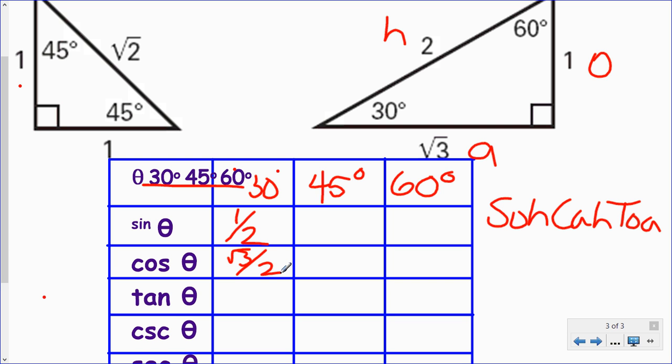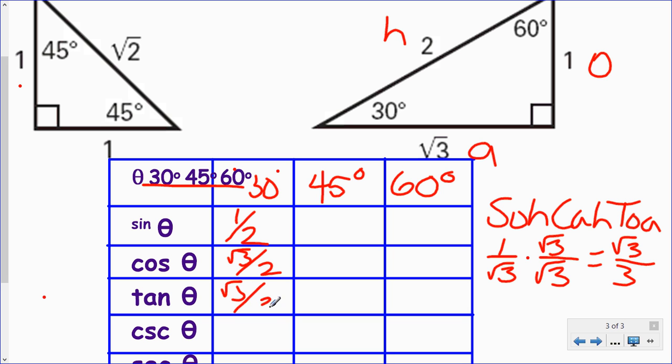Tangent is opposite over adjacent. Now, initially you get 1 over square root of 3. Now, in this case, we are going to rationalize the denominator. And you end up with square root of 3 over 3. Because usually you see it in this form, square root of 3 over 3. That is a 3. Okay.